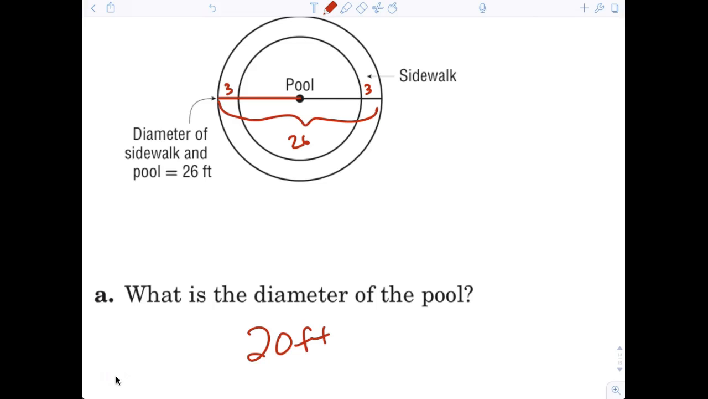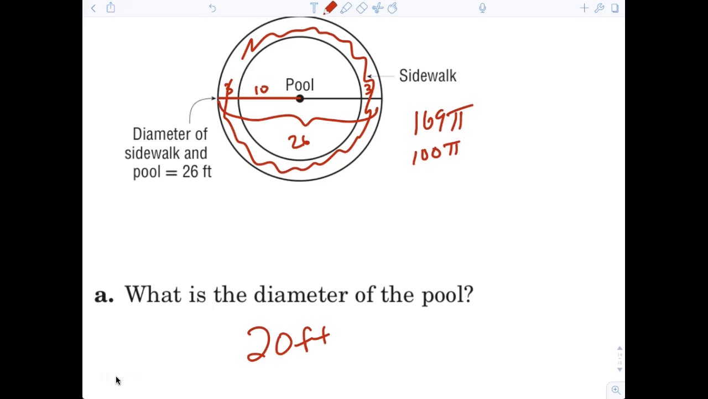Right, the radius would be 13. And the radius of the pool would be what? 10. So if I wanted to know just the area of the sidewalk, it would be pi r squared minus pi r squared, right? So it would be pi times 13 squared minus pi times 10 squared, which I think is 69 pi. Because 13 squared is 169, and 10 squared is 100.